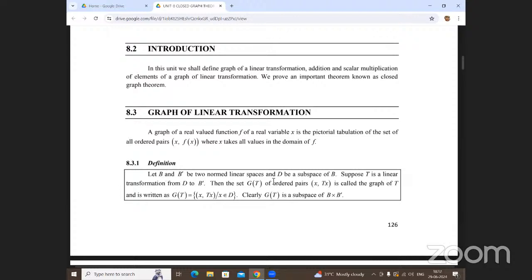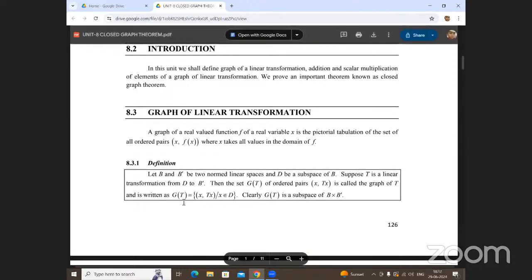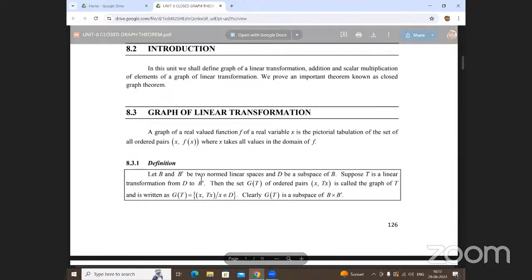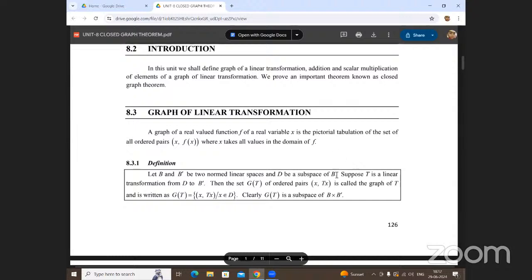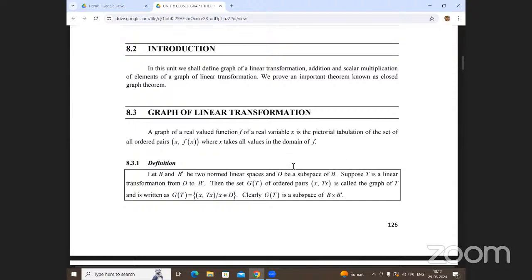B and B dash are two NLS, meaning normed linear spaces, and capital D is a subspace of the Banach space. Capital T is any linear transformation from the subspace capital D to B dash. So replacing B, we are taking the subspace part. What is the meaning of subspace? That is the linear condition.